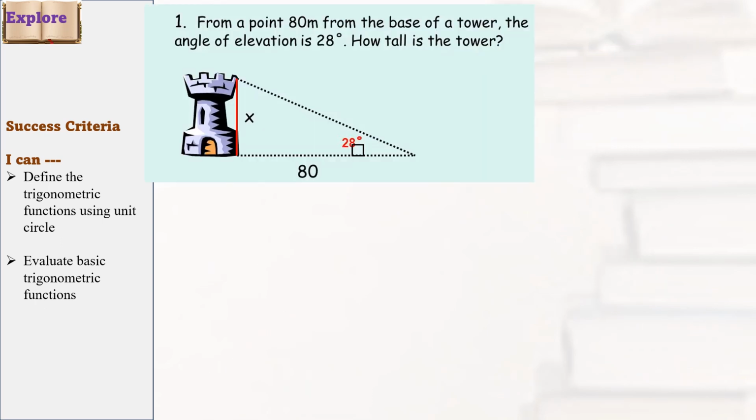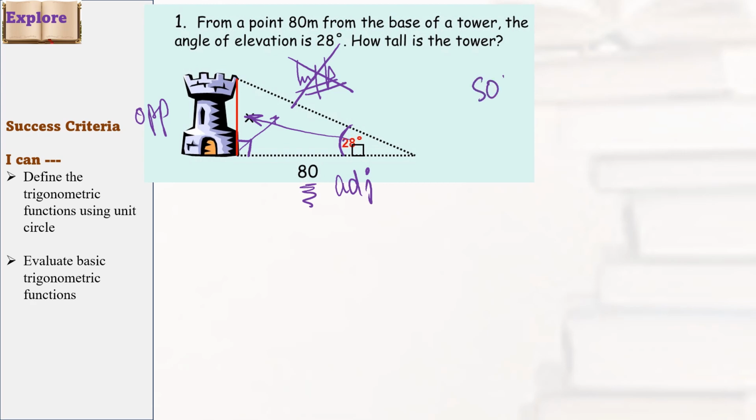From a point 80 meters from the base of a tower, the angle of elevation is 28 degrees. How tall is the tower? So look at this. This is my figure. So the side opposite to the angle is said to be opposite, and the horizontal distance given to me is called adjacent. The reason is that opposite to 90 degrees is always my hypotenuse, which I don't require.